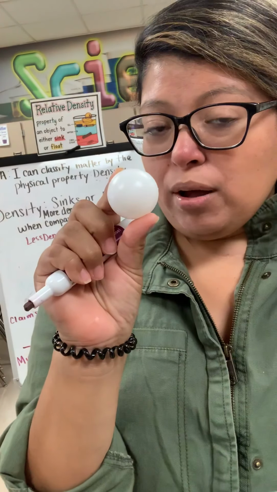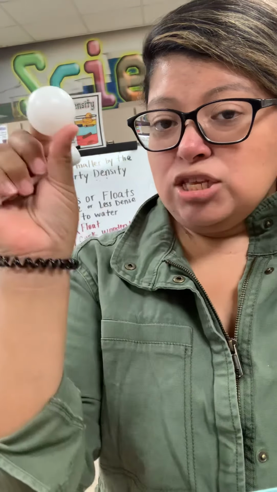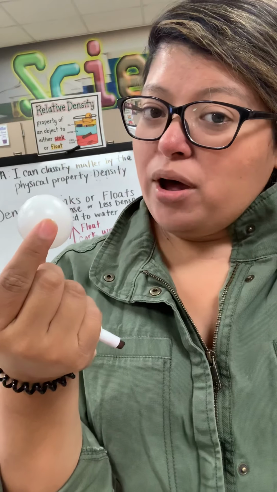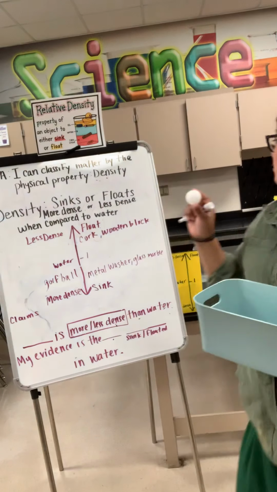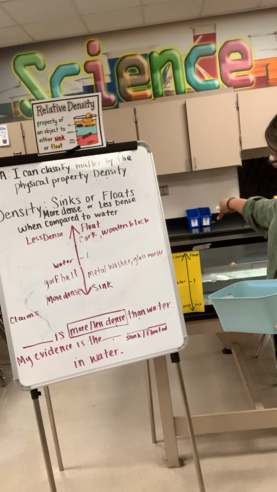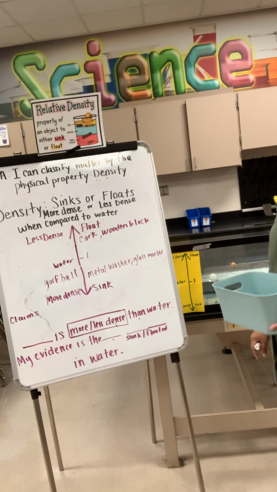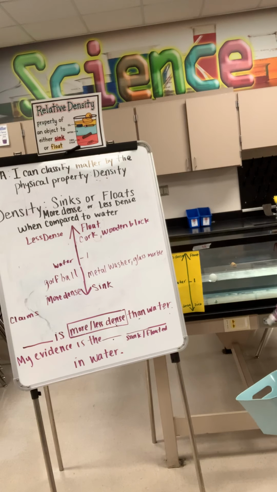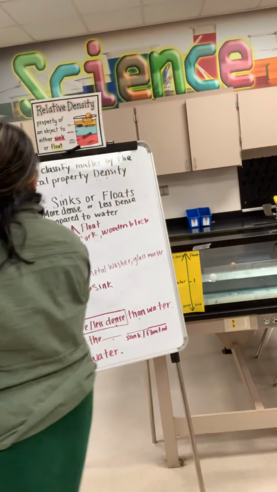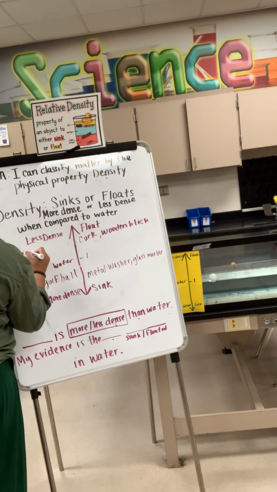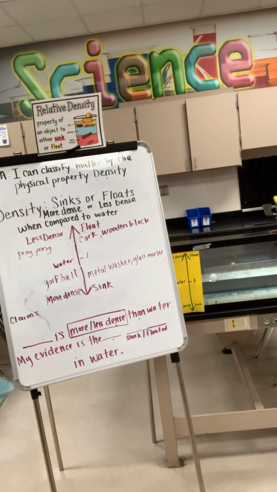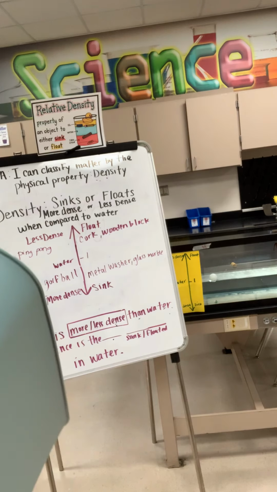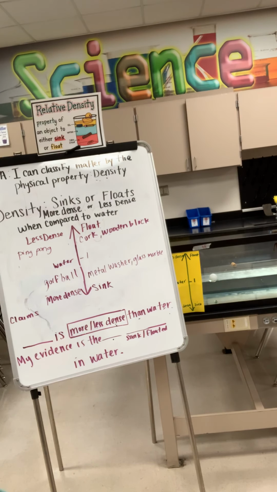So will the ping pong ball be less dense or more dense when compared to water? What's your prediction? And it floated. So that means it is less dense than water. So I currently have 3 items that are less dense and 3 items that are more dense.